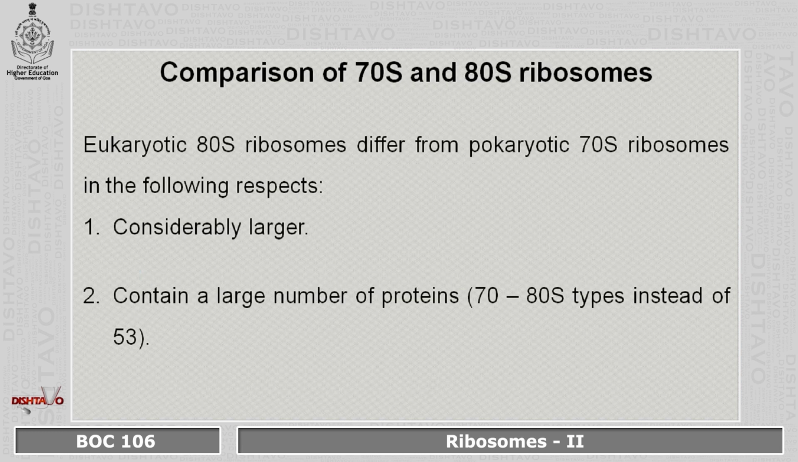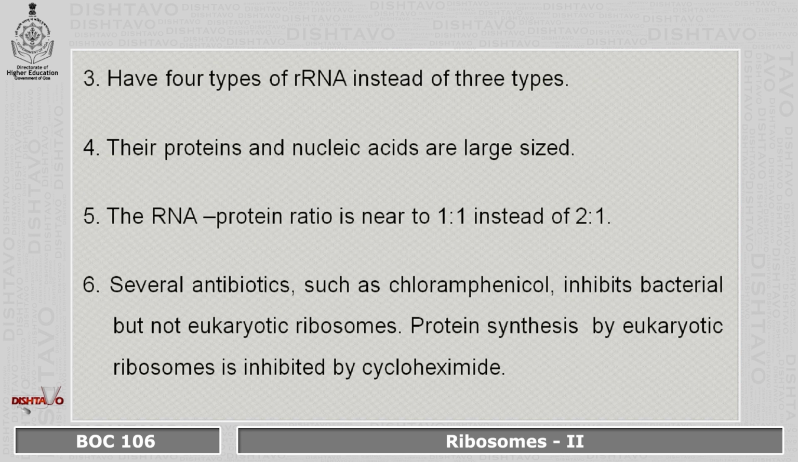Comparison of 70S and 80S ribosome. The eukaryotic 80S ribosome differs from prokaryotic 70S ribosomes in the following respects. They are considerably larger. They contain a larger number of proteins, that is 70 to 80 types instead of 53. They have 4 types of rRNA instead of 3 types. Their proteins and nucleic acids are large sized. The RNA to protein ratio is near 1:1 instead of 2:1.